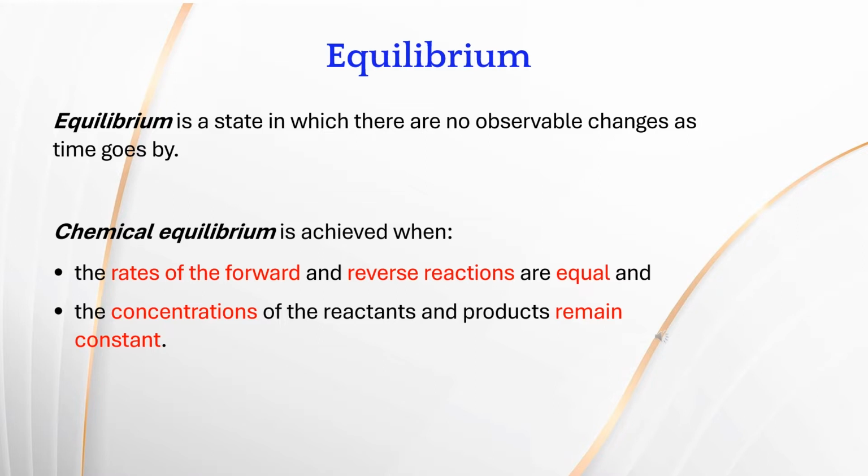So what is chemical equilibrium? Before we look at chemical equilibrium, let's first look at equilibrium. Equilibrium is a state in which there are no observable changes as time goes by. So chemical equilibrium is achieved when the rates of the forward and reverse reactions are equal in a chemical reaction. At the same time, the concentrations of the reactants and the products remain constant.